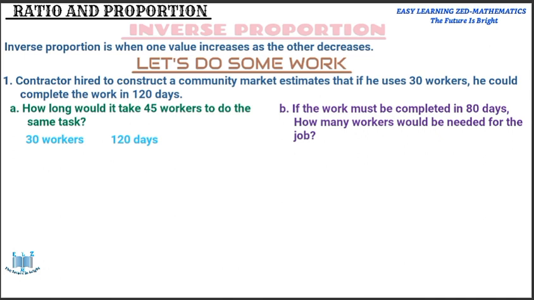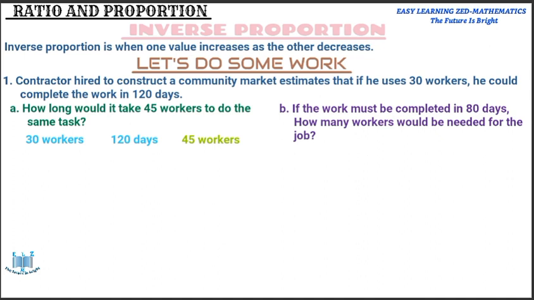Now let's come to the question. The question is, how long would it take 45 workers to do the same work? So in the question we are also given 45 workers. We are asked if 45 workers were used, how long is it going to take for the community market to be completed? If 30 workers would take 120 days, what about 45 workers?